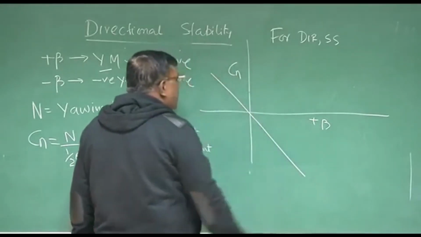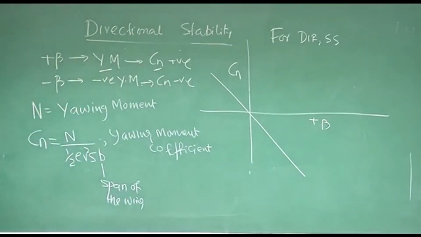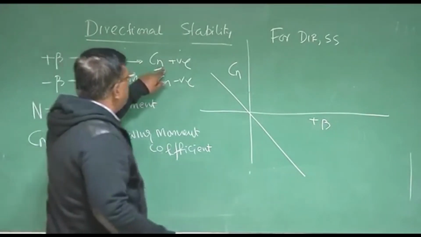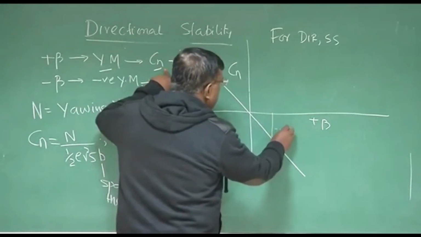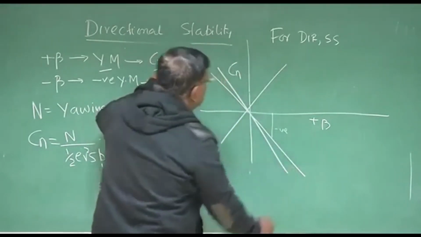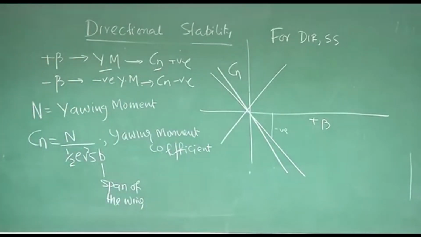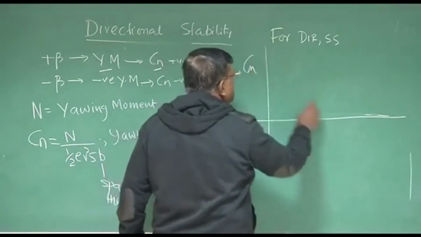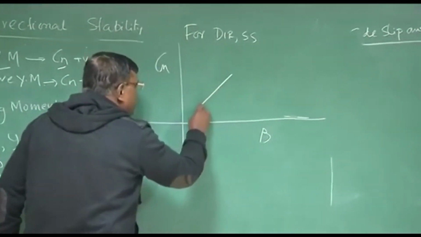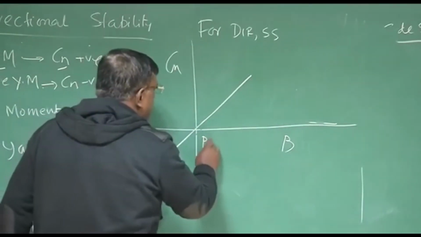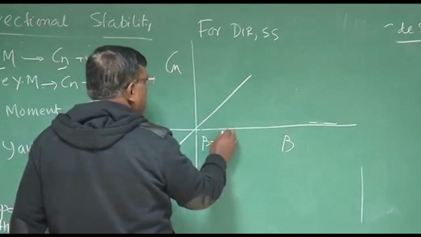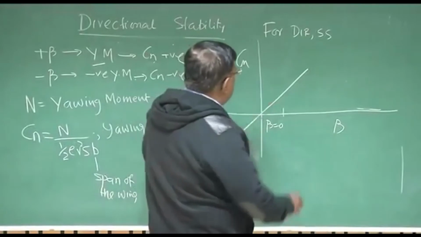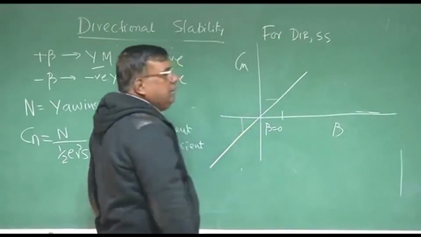So if I draw it like this, do you think this will have static stability? Check here. For positive beta, yawing moment should be positive, or Cn should be positive. For positive beta, it is negative. So this is wrong. This is not correct. So what should be the correct thing? If I draw this as Cn, this as beta, then correct thing should be this. Equilibrium at beta equal to 0. Now you see for positive beta, it should give Cn positive. So Cn positive is coming. For negative beta, Cn negative, this is coming.